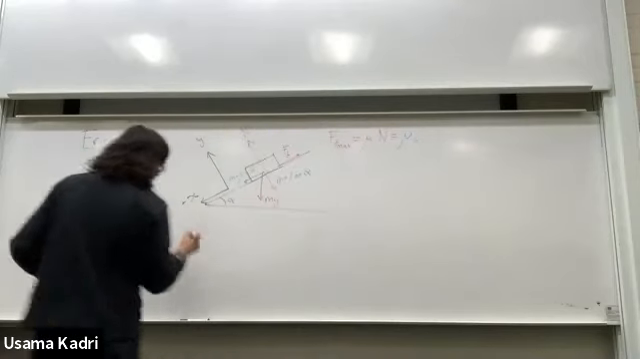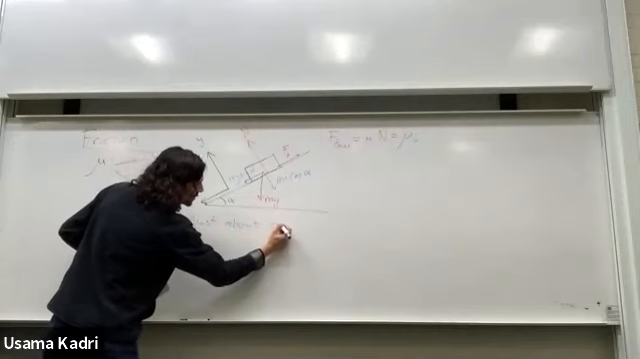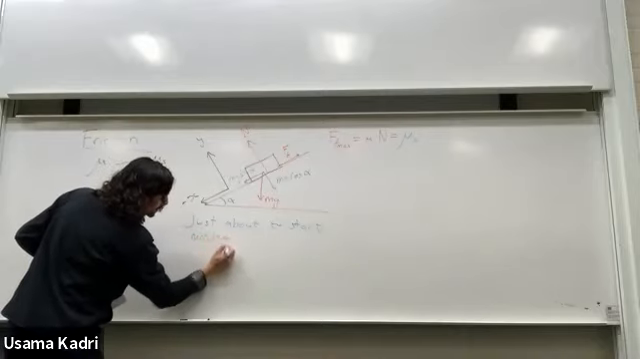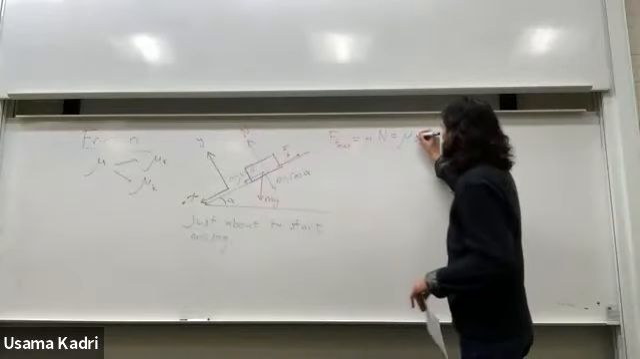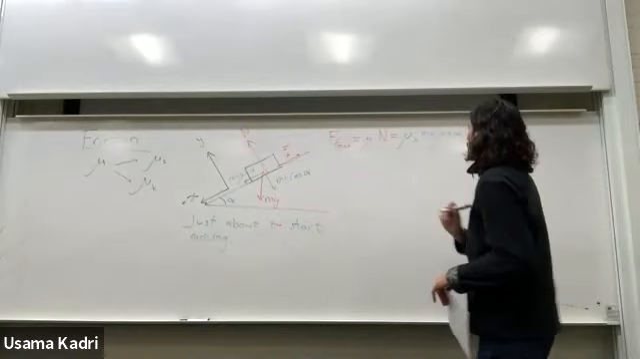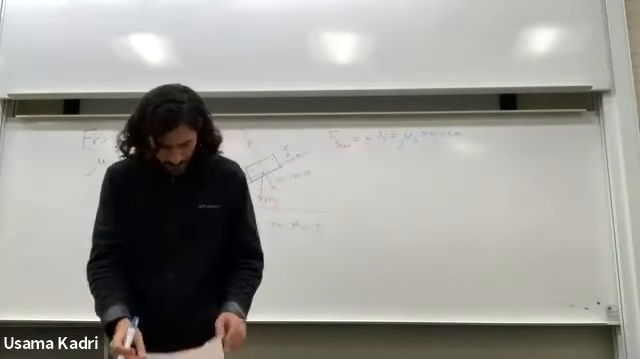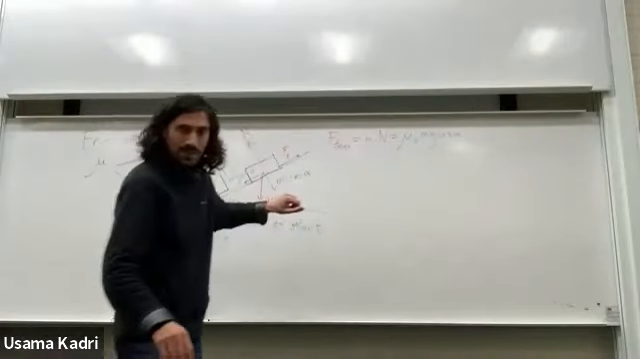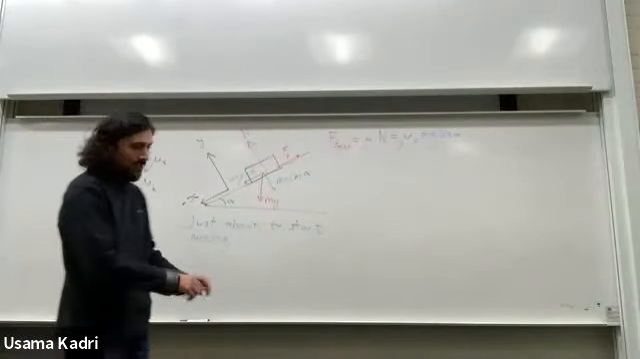Why mu s? Only because we are analyzing the scenario which is just about to start moving. Okay, I'm going to write this here. Just about to start moving. It's not moving yet, it's just about to start moving, and that's why it's mu s times N. What is N? It's mg cosine alpha. All right? I remind you that we are solving the problem when the object is just about to start moving.